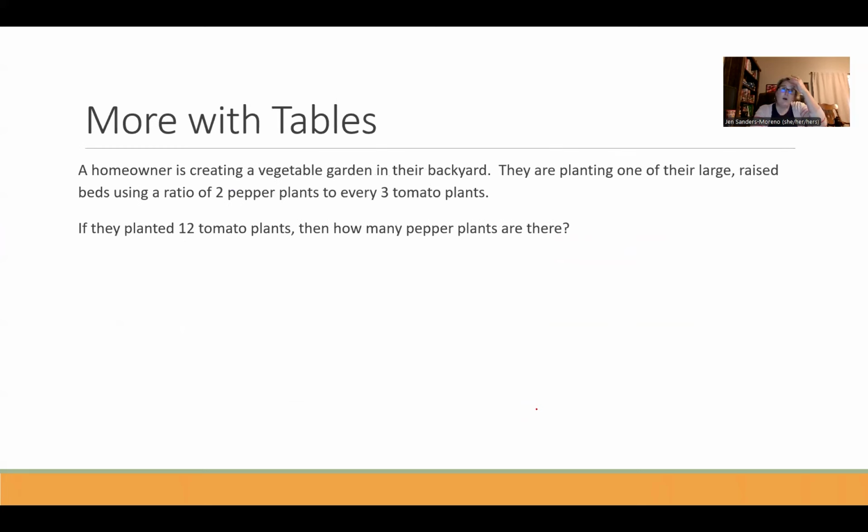Okay, so a homeowner is creating a vegetable garden in their backyard. They are planting one of their large raised beds using a ratio of 2 pepper plants to every 3 tomato plants. If they planted 12 tomato plants, then how many pepper plants are there? Okay, so we're talking about peppers and tomatoes. Now you'll notice up here they said peppers first and tomatoes second, but down here they switched the order.